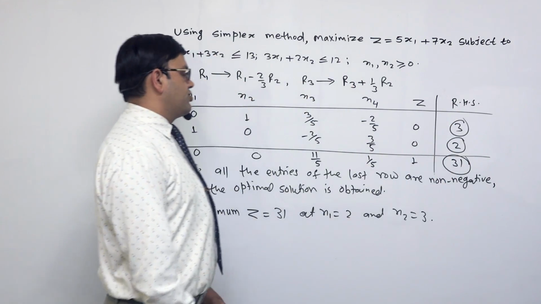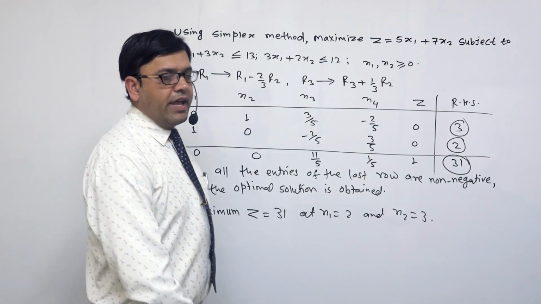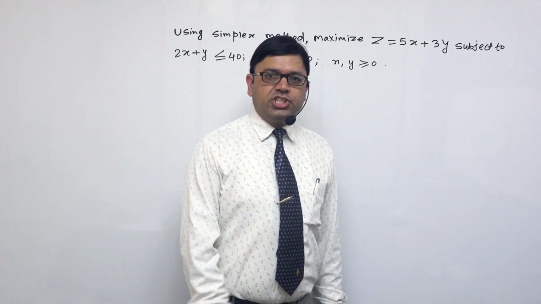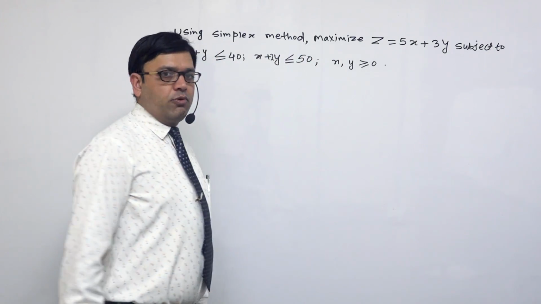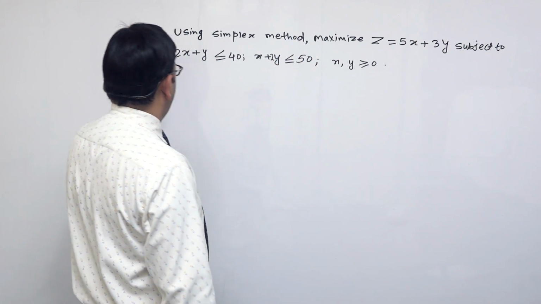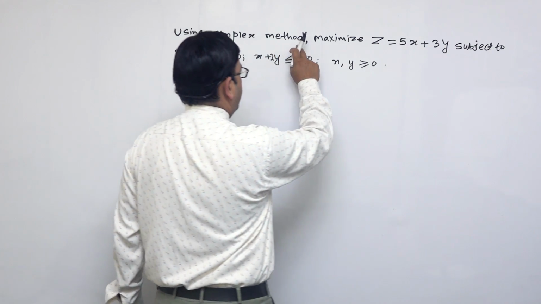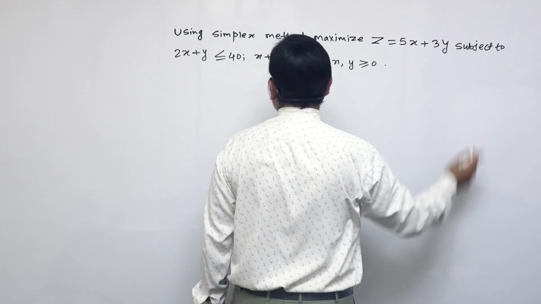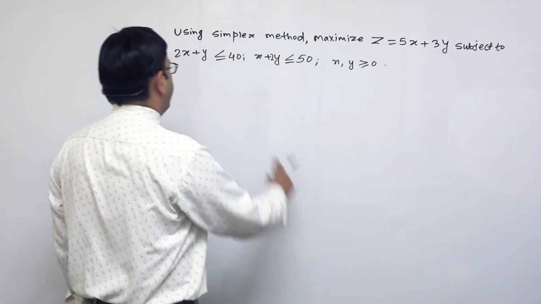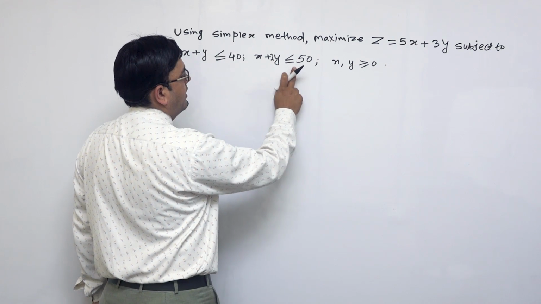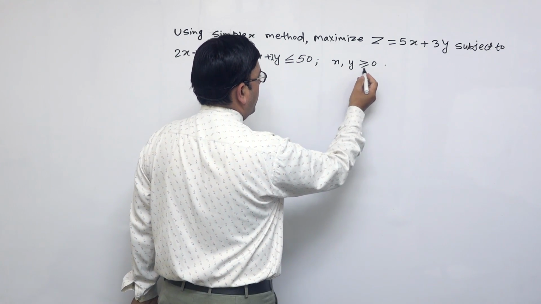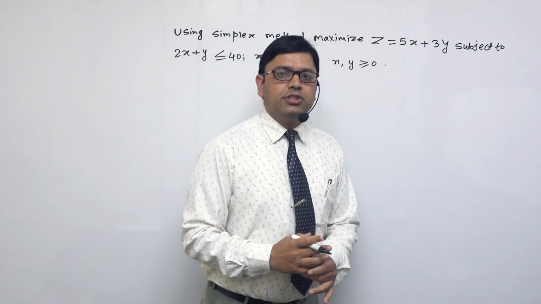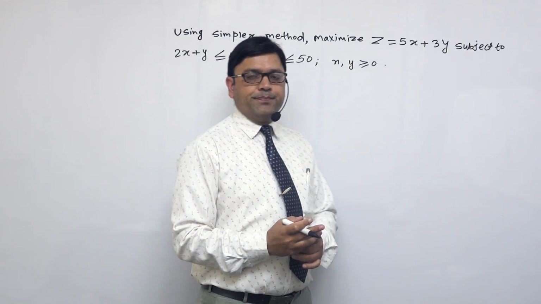I think you are clear. This is a very long question. Yes, this is a long answer question of our class. Students, now we are going to start another question of linear programming problems. Our question is, using the simplex method, maximize z is equal to 5x plus 3y subject to 2x plus y less than or equal to 40, x plus 2y less than or equal to 50, and x, y greater than or equal to 0. So how can we solve this question by using the simplex method?